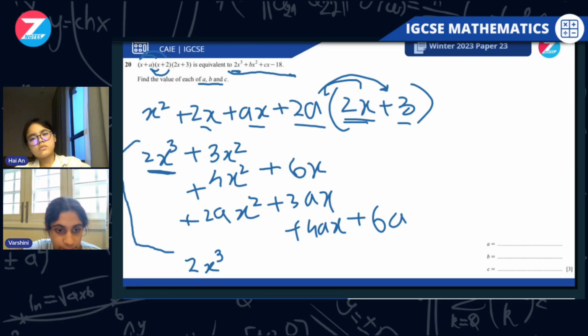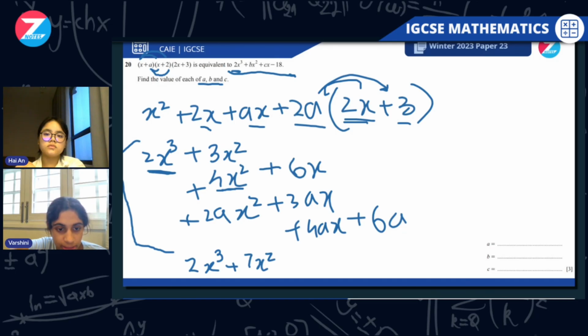Okay, so now let's take 3x squared. We can see 4x squared is also an x squared term. That means we can add 3x squared to 4x squared, and 3 plus 4 is 7. So that's going to give us 7x squared.